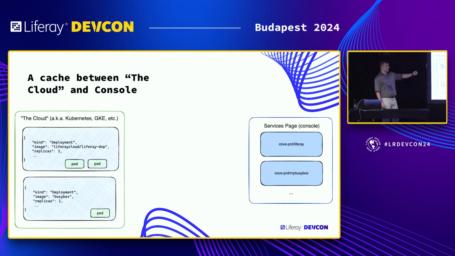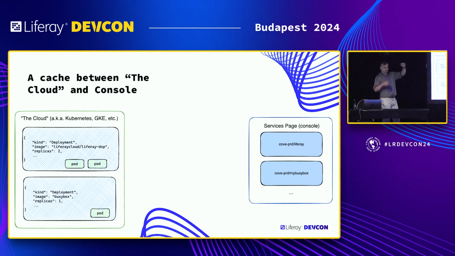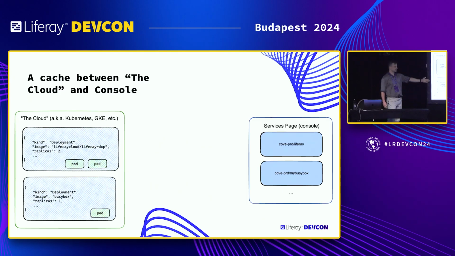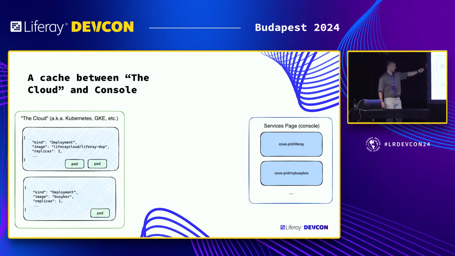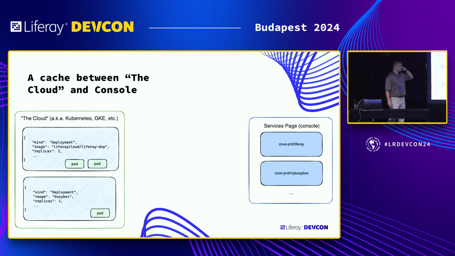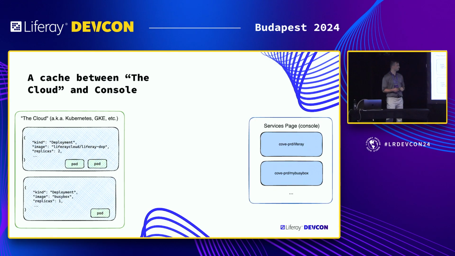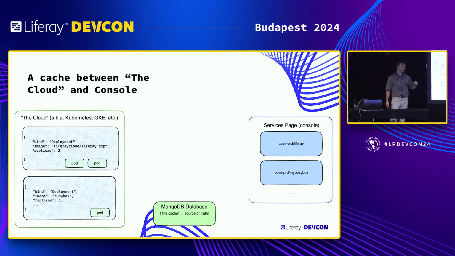And then on the left, we've got the cloud. Behind the scenes, as you saw earlier, we've got our resources here. We have a deployment for each. Our Liferay deployment is running 2 replicas, maybe one's a failover. And for BusyBox, we're just running a single replica. And then down here, we've got our cache.